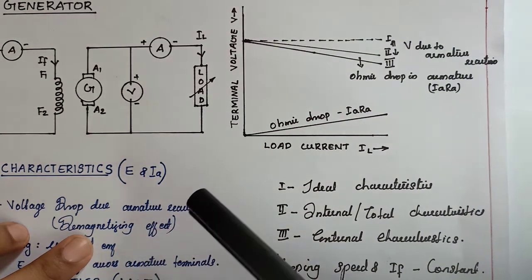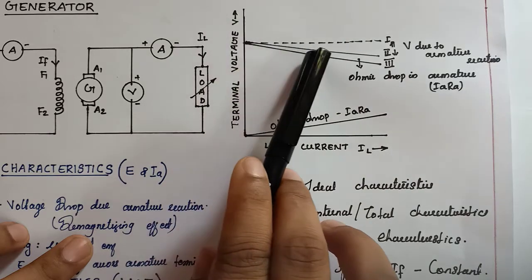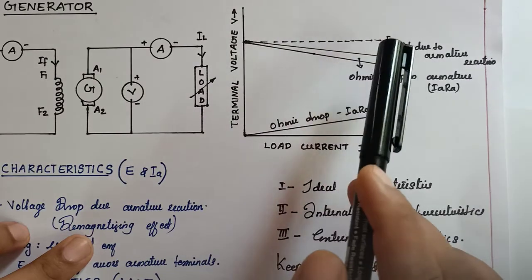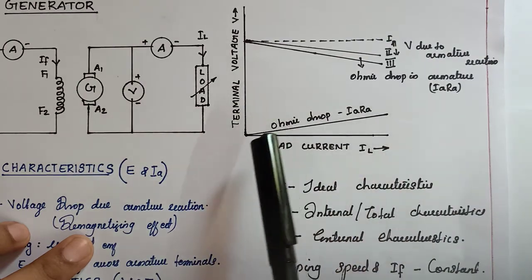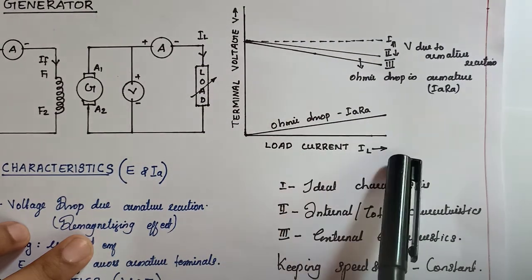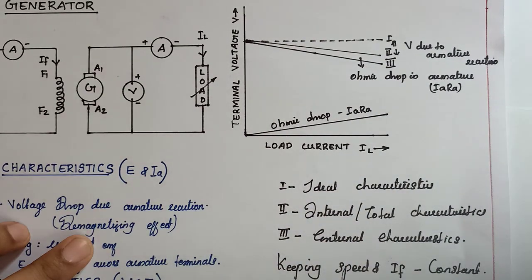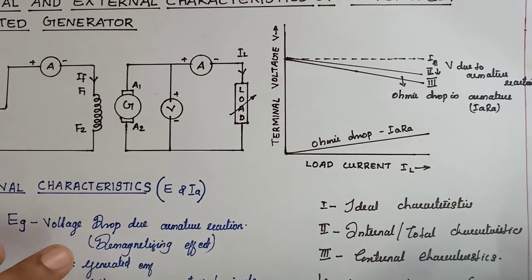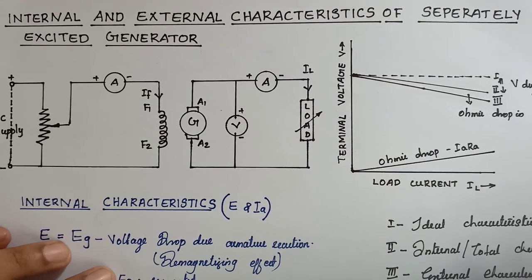So we can say that when we increase the load from no load to full load, the terminal voltage will drop like this. We cannot say that it is constant, because two drops will be there and it will drop like this. Here we can see the ohmic voltage drop. By considering this load current and the terminal voltage, this is the external characteristics. So these are the major points about the internal and external characteristics of separately excited DC generators.